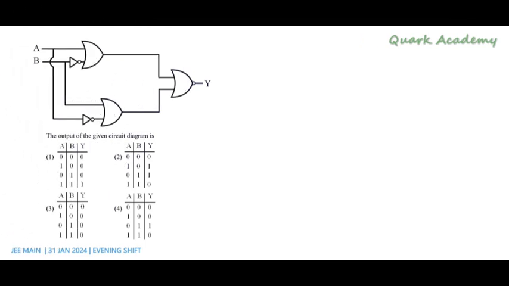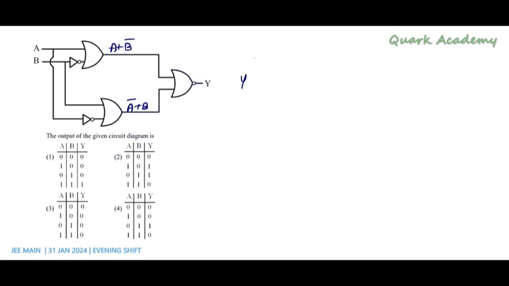We need to find the output of this logic circuit. So let's consider the first gate, which is an OR gate, and its input is A and B bar. So output is going to be A or B bar. For the second gate, A is inverted, so A bar, and B is straight away, so A bar or B. These two are the input of this NOR gate.